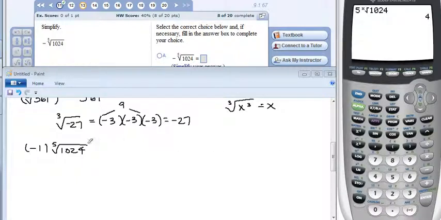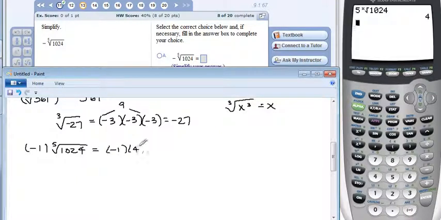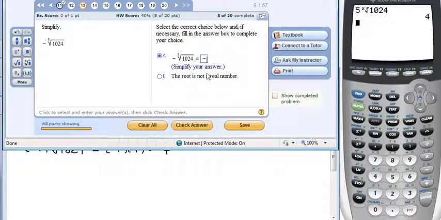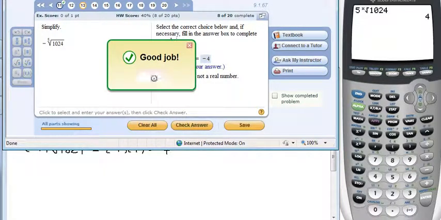So this piece right here is 4. So we can say that we have negative 1 times 4, which is negative 4. So this is indicating take the opposite sign of whatever you get there. Okay? So we're going to put in a negative 4. We're going to check that. Good job.